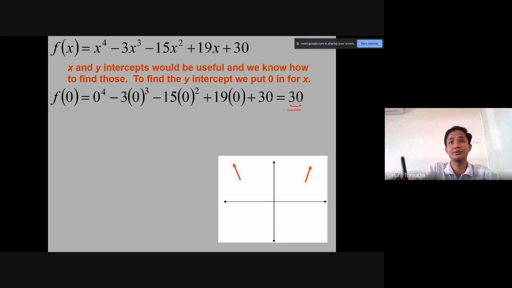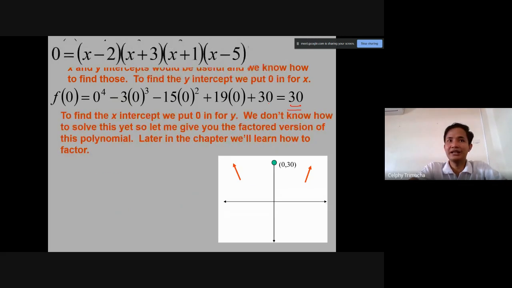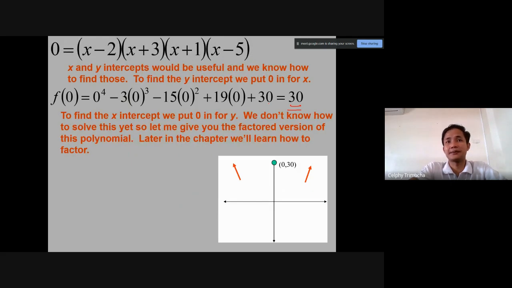For example, so we have 30. So plot mo na dayon 0 ang x, y mo is 30. Okay? So isa na siya sa mga points of the graph. Next, find the x-intercept. So ang himuon naton to find the x-intercept, we put 0 in for y.